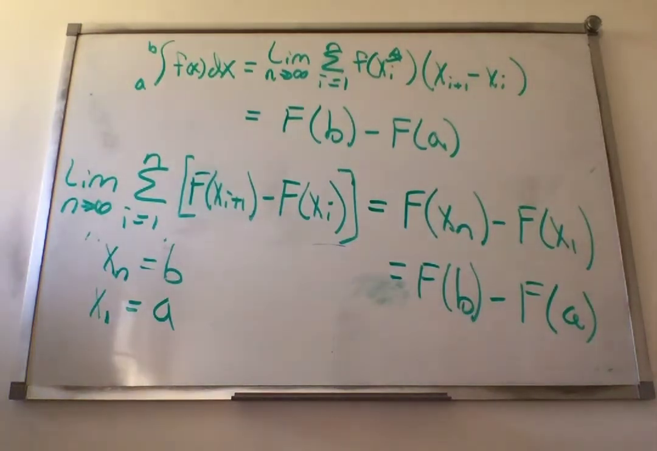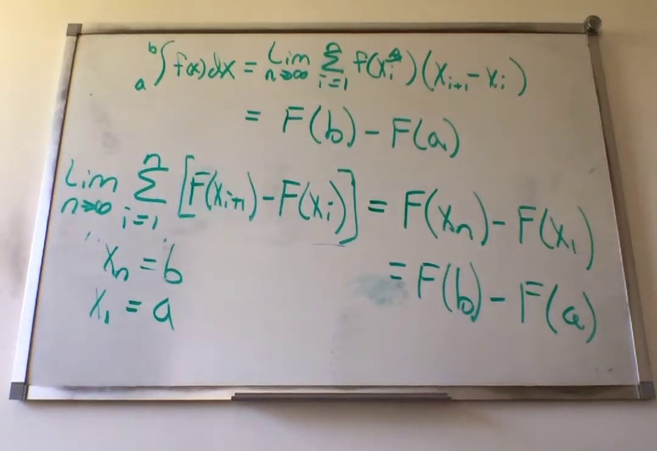Okay. Now there are other proofs to the fundamental theorem of calculus. You could prove the first part and use the first part to prove the second part. I like this way because it really relates it back to the Riemann sums and also the use of the mean value theorem. Okay.